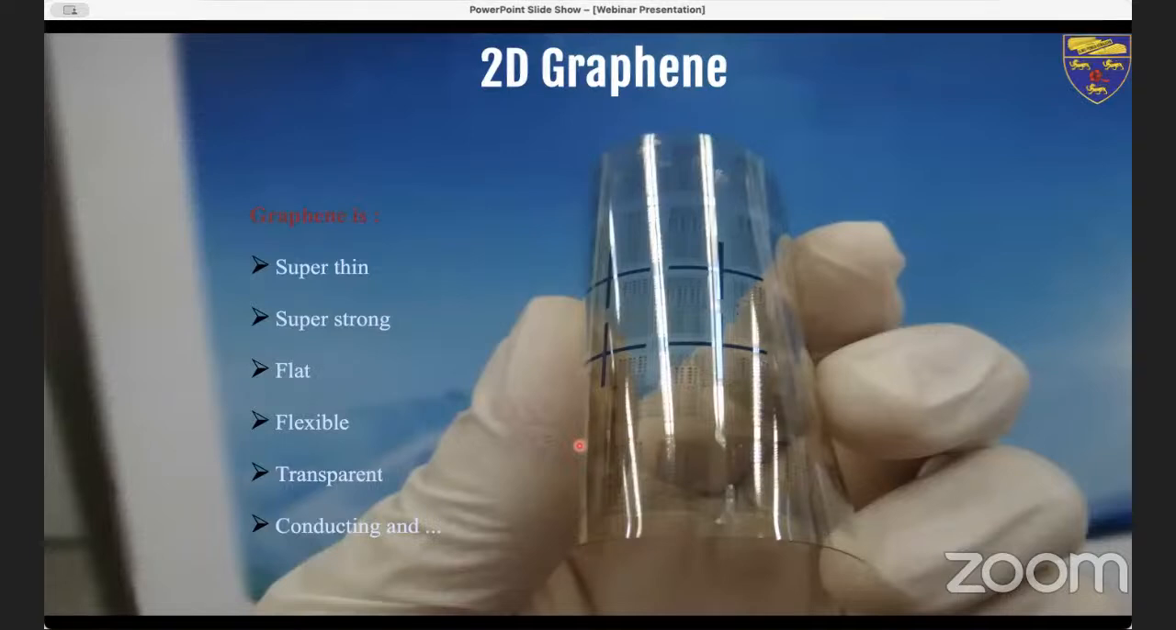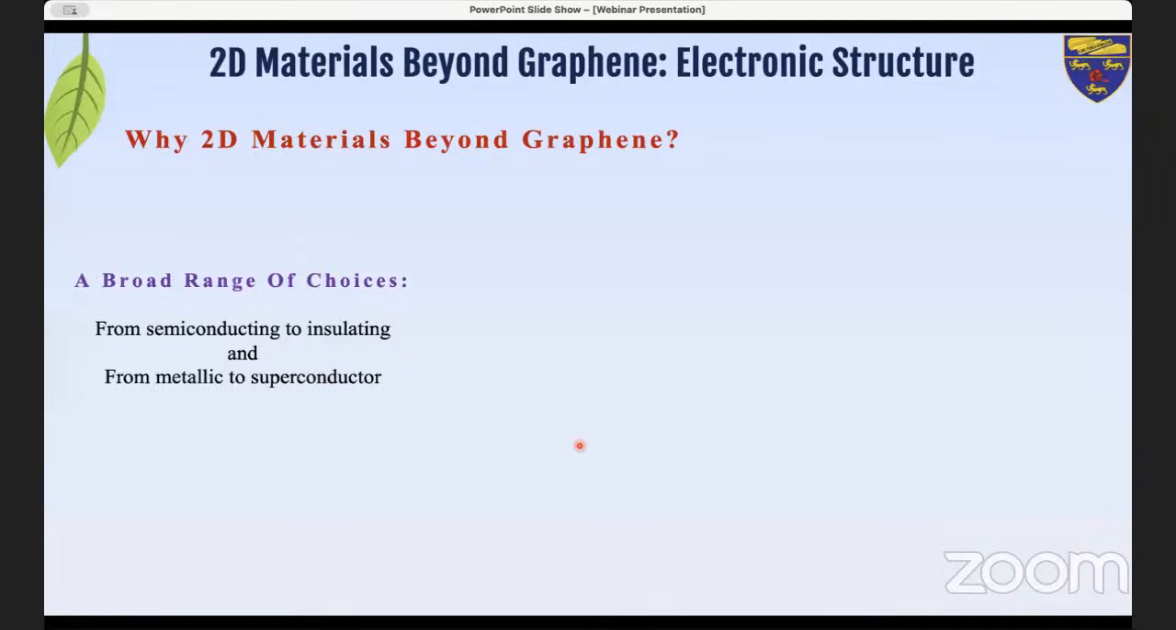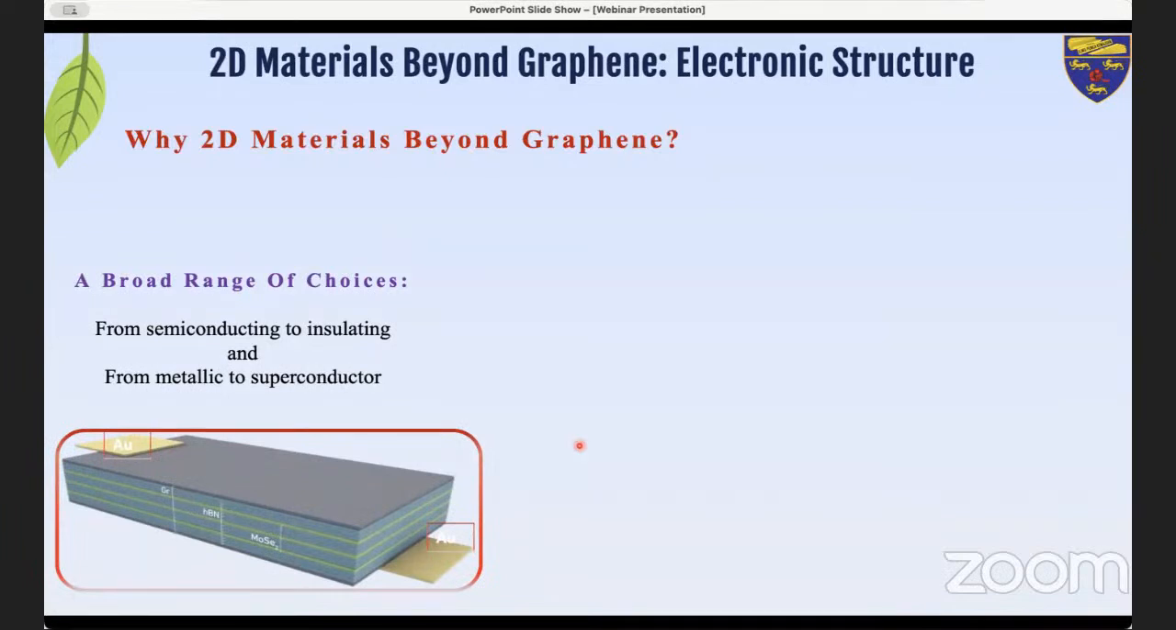Of course, graphene is the best, but unfortunately, graphene is not a semiconductor. Its behavior is like a metal. That's why we cannot use graphene in many electronic or optoelectronic devices, because we cannot tune its band gap. That's why we need to discover a new generation of 2D materials whose band gap is tunable. So we have a broad range of choices for 2D materials beyond graphene. For example, if we want to use an optoelectronic device, we may need an insulator, and then we can use hexagonal boron nitride. If we need a conductive layer, we can use graphene.